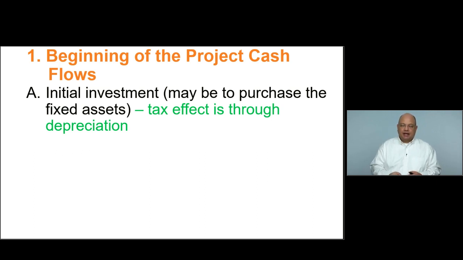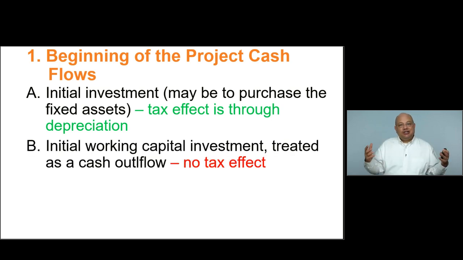But the tax effect of this initial investment is done throughout the life of the project in the form of depreciation. The second cash flow that may exist, it doesn't always exist in every question, but may exist at the start of the project, is an initial working capital investment. Okay? Because we're expanding our production, sales are going to go up, which means we're going to have an increase in inventory, we're going to have an increase in accounts receivable, maybe accounts payable will go up a little bit as well. But overall, as a result of this project, working capital is going up.